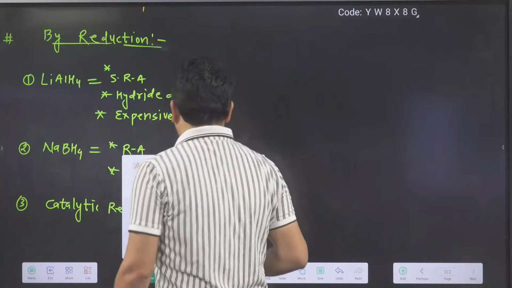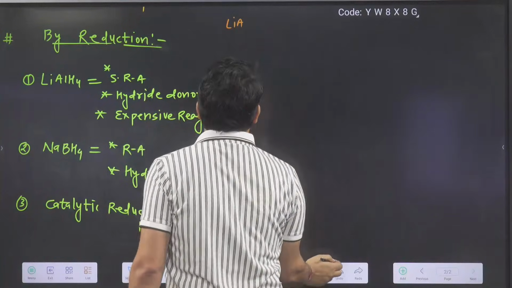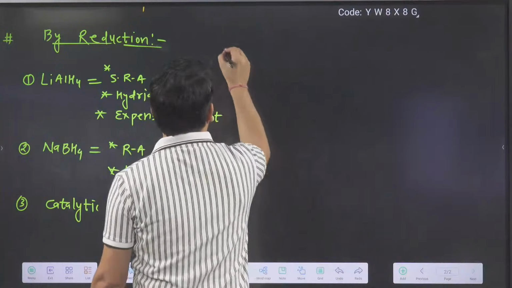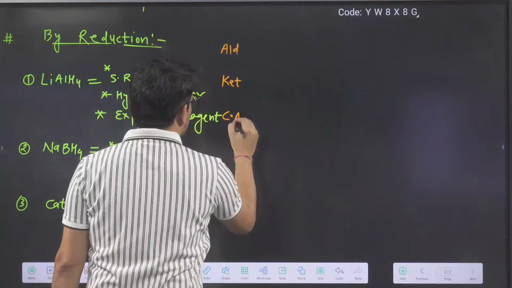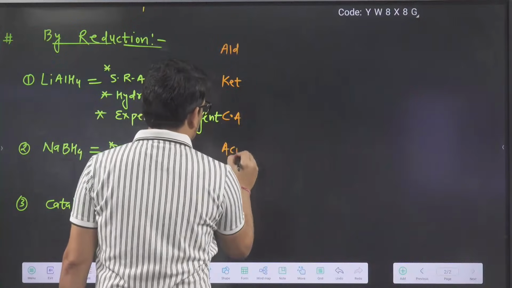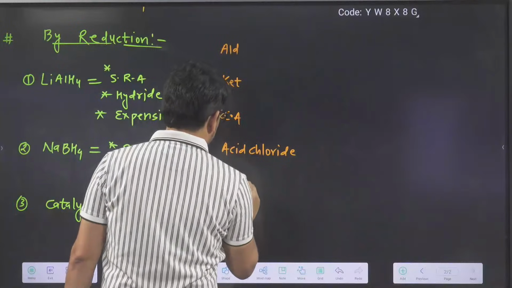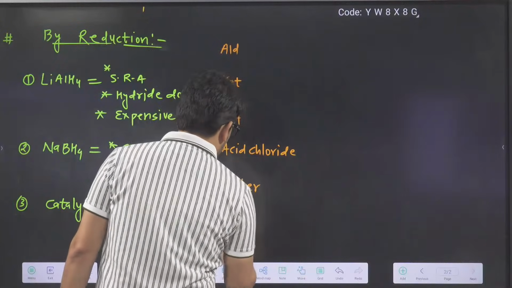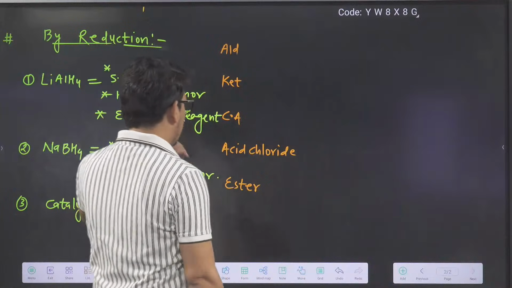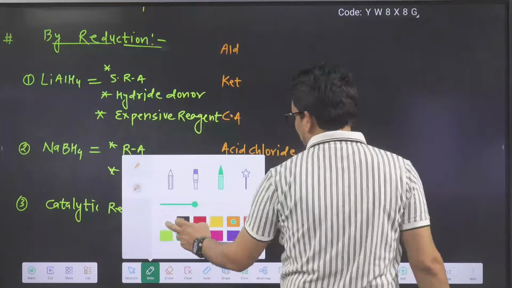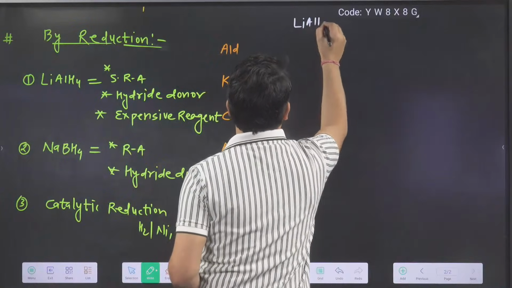First one, LiAlH4. Let's say I'm writing here like this. Let's say we are having this side aldehyde, ketone, carboxylic acid, acid chloride, ester. Aldehyde, acid chloride, carboxylic acid, and then which one will be here? Ester. Now, suppose we are having this side LiAlH4.